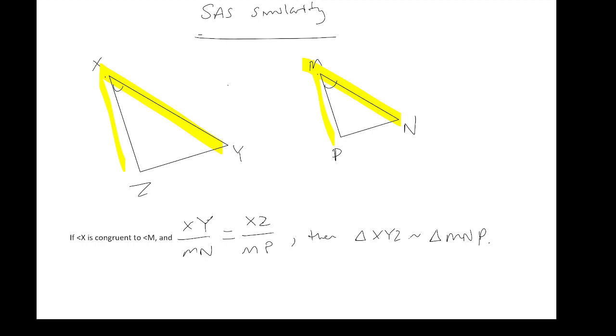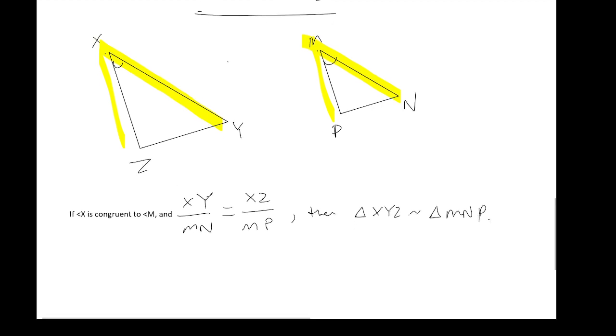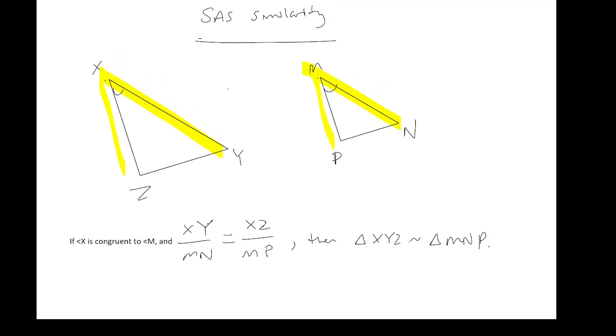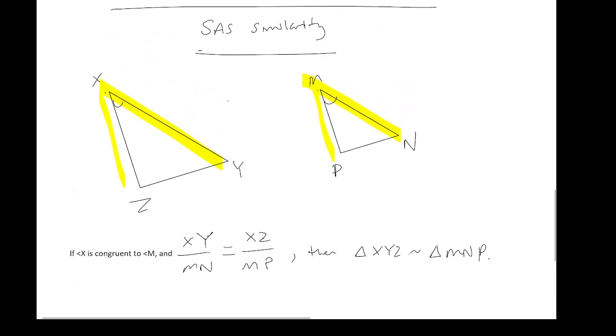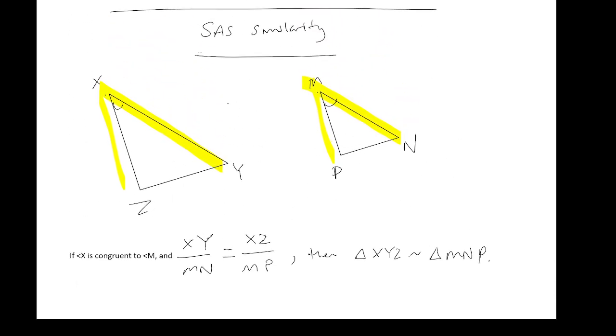All right. So similarly, we had a side angle side congruence between two triangles. Now we have side angle side similarity. The similarity theorem works, of course, because of the way that the proportionality of the sides does. But we don't need to prove that third side, which in this case would be yz and np.